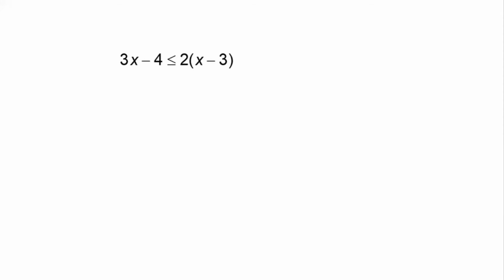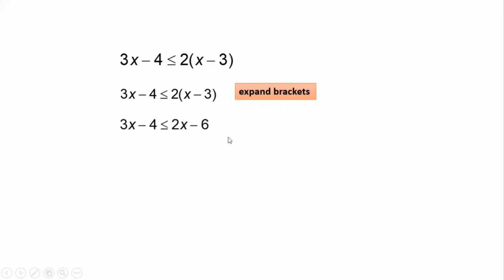Let's take another question. 3x minus 4 is less than or equal to 2 in bracket x minus 3. So let us expand this bracket first. Expanding the bracket, 2 into x is 2x, and 2 into minus 3 is minus 6. So we get 3x minus 4 is less than or equal to 2x minus 6. Now let us bring all the variables on one side. So if I have to bring this 2x here, I'll have to subtract 2x from both sides. So subtracting 2x from both sides, 3x minus 2x gives x, and we are left with minus 6 over here.